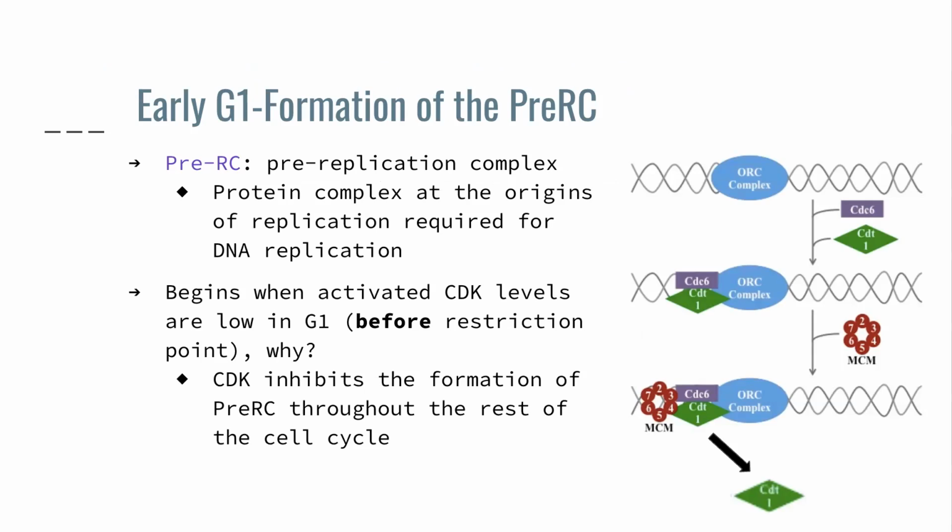And why is that? Because CDK presence throughout the rest of the cell cycle inhibits the pre-RC to make sure that the cell isn't replicating its DNA more than once.